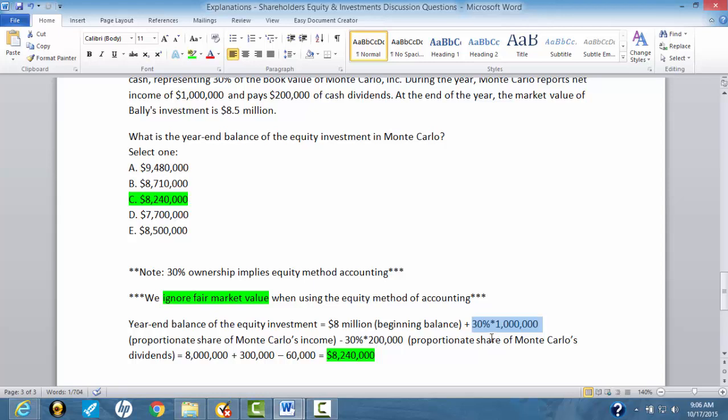However, dividends are subtracted because they are considered as return on investment. Just like how dividends are subtracted in retained earnings because they are considered returns. So we subtract the dividends, which will be 30% of 200,000 because the company owns 30% of the shares. So it gets 30% of the total dividends. So the ending balance will be beginning balance plus the investment income less the dividends. And we have 8,240,000.